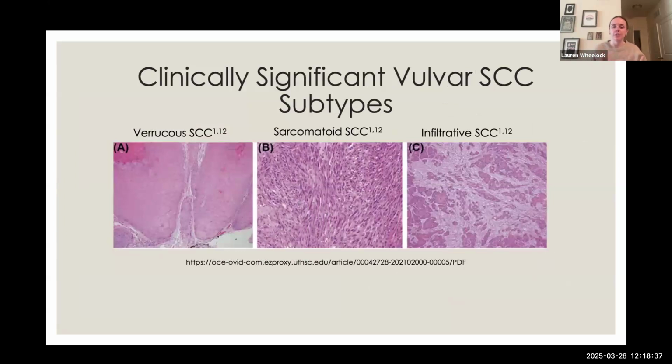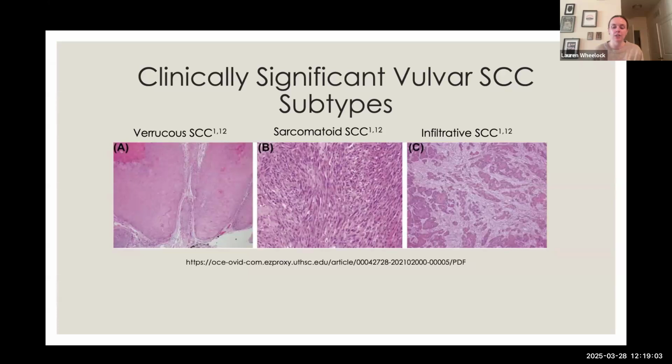So let's say one of our patients that we're talking about has gone through one of the pathways of pathogenesis. We have 3 clinically significant subtypes of vulvar squamous cell carcinoma that we're going to talk about. The first, which is labeled A on the left side of the screen, is verrucous squamous cell carcinoma.